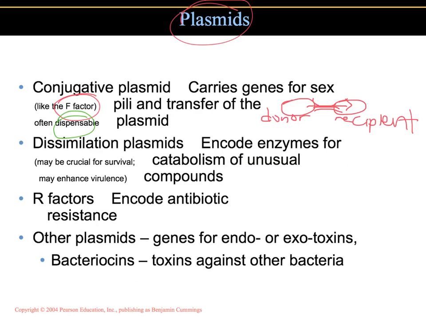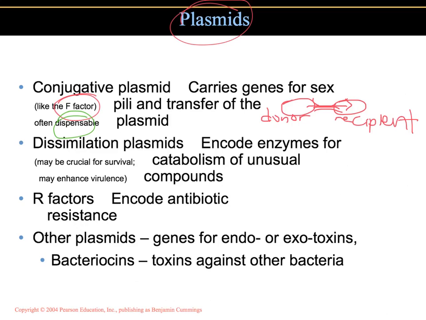I say that plasmids are like having a DVD player in your car. An engine is necessary, so that's not dispensable for your car to run, but a DVD player is not necessary, so that's something that's dispensable. All it does is give the cell that has the plasmid some really cool characteristic, like the F factor.